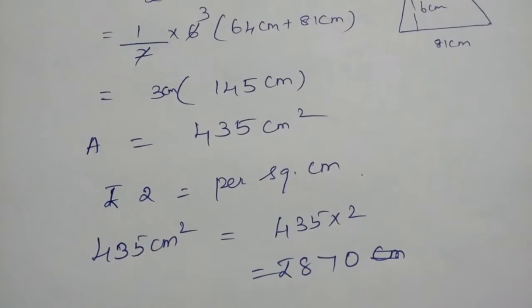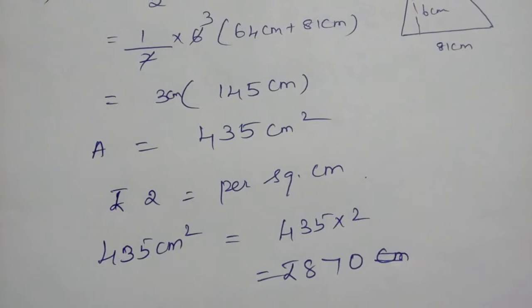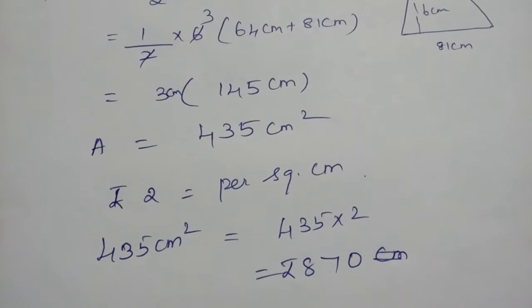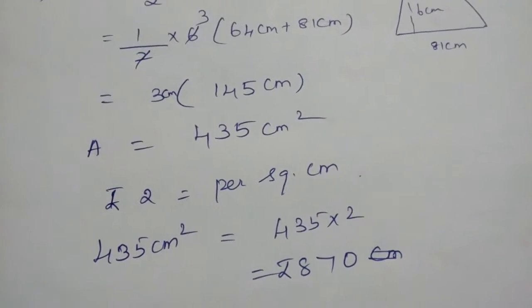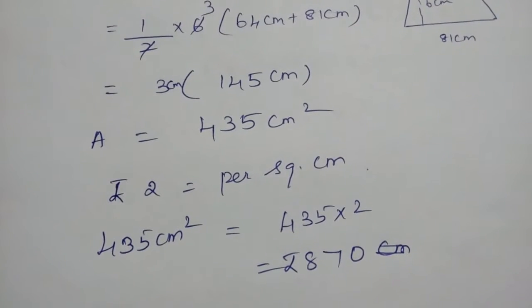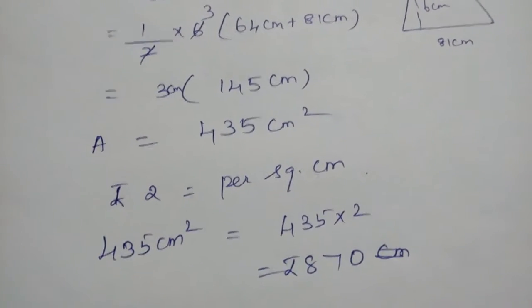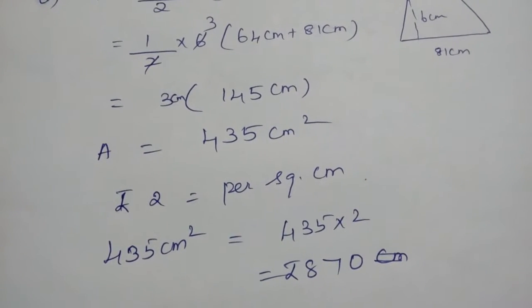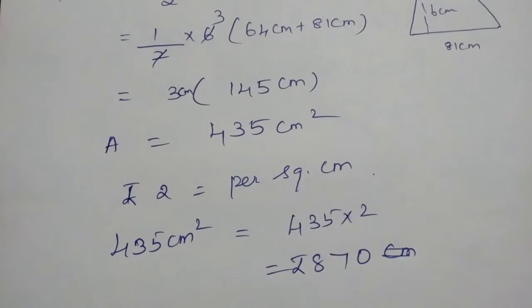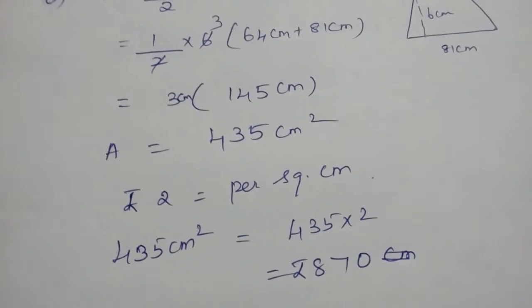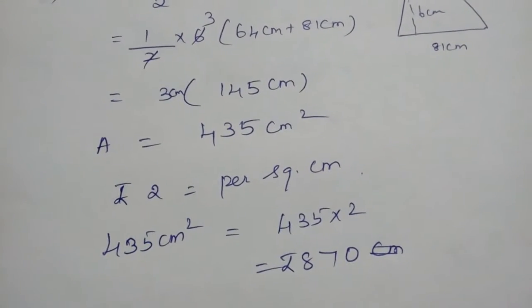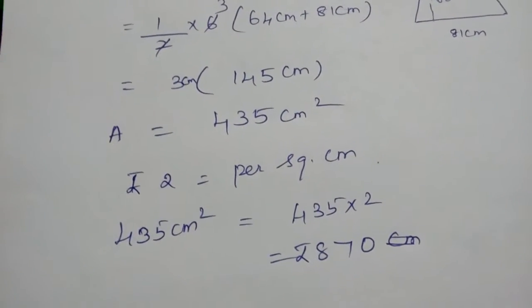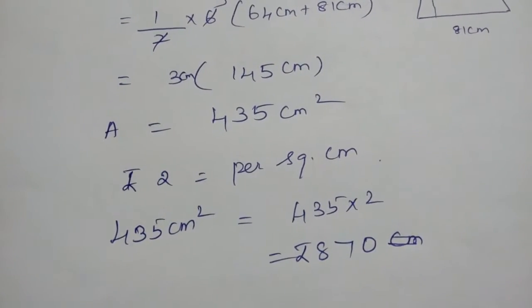Now the next question is to find the cost of painting the surface at the rate of rupees 2 per square meter. Always when they ask to find the cost of painting a surface, we have to use the area, because for the figure the area is more important. So based on the area only we are going to find the cost. Okay, so the area is 435 centimeter square, and the rate is rupees 2 per square centimeter.